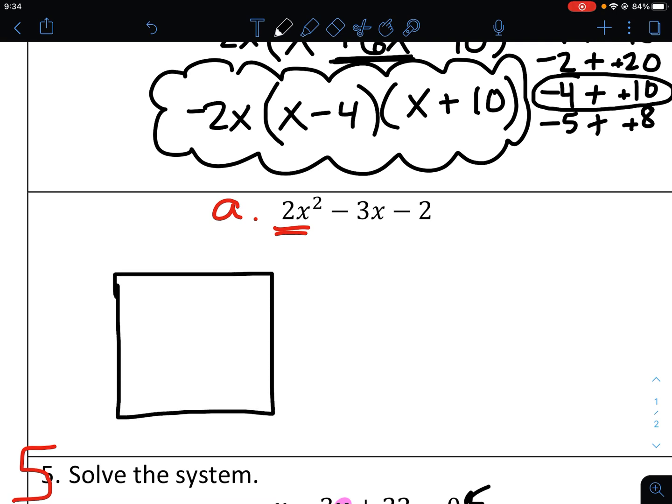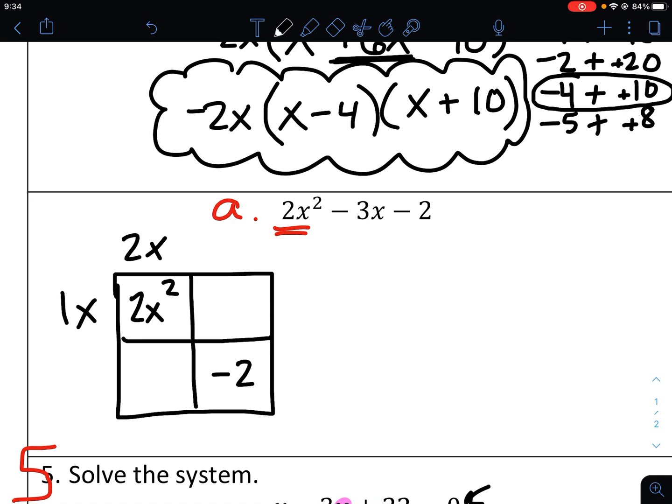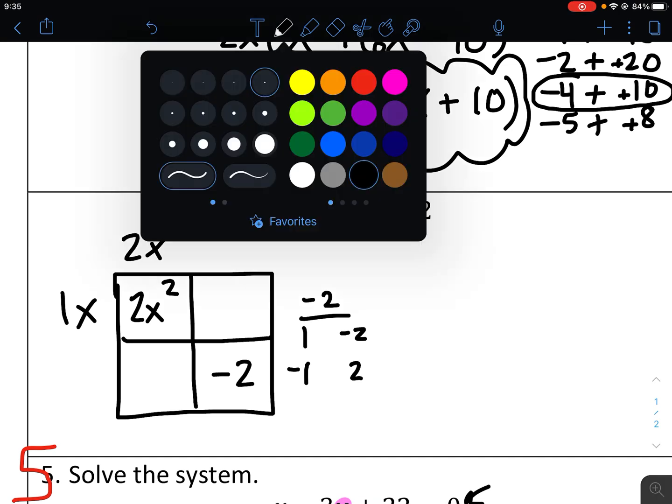And instead of putting in what we're going to multiply on the outside, we put what the product is on the inside. Remember, your first term goes in the first box, and your last term goes in the last box. The only way to get a 2x² is by 2x and a 1x. And then -2 is either a 1 and a -2, or a -1 and a +2. So the nice thing about that 2 is that it's prime. So let's go ahead and guess and check.